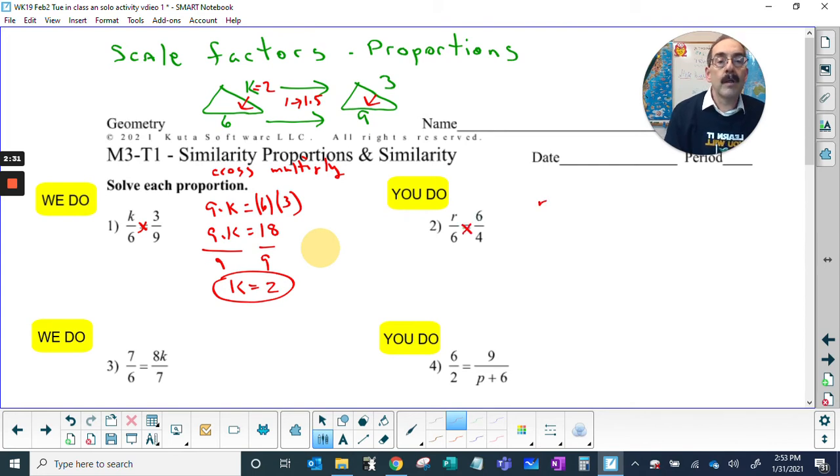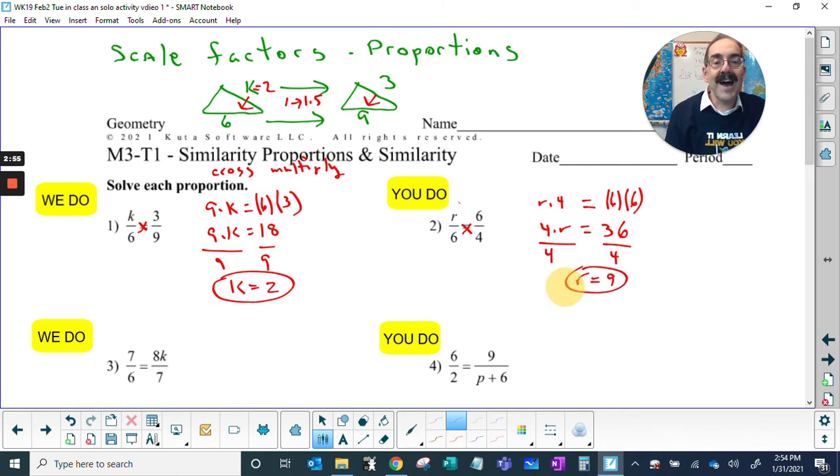R times 4 equals 6 times 6. So 4 times R is equal to 36. Undo the multiplication. Divide. R equals 9. So 9 to 6 is 6 to 4.